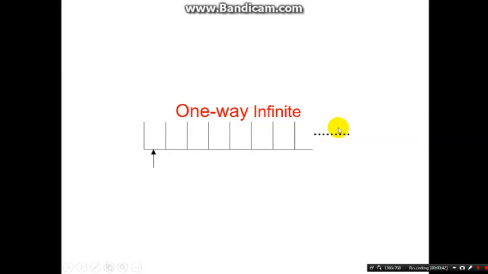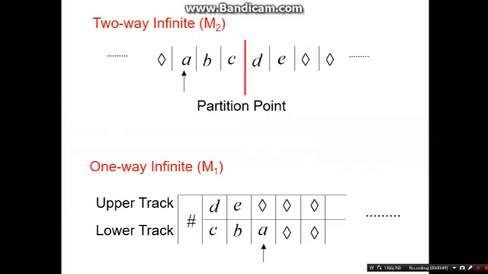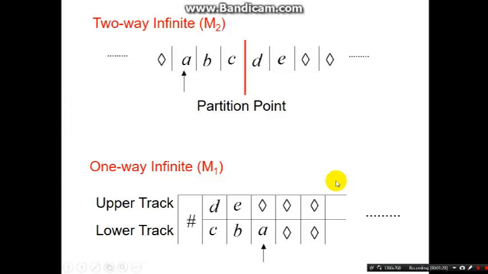But according to the theorem, every language accepted by a Turing machine M sub 2 is also accepted by a Turing machine M sub 1 with the following restrictions. So let us see first what this theorem is pertaining to. So this is the M sub 2, the Turing machine M sub 2. And the Turing machine M sub 1 is the one-way infinite Turing machine.